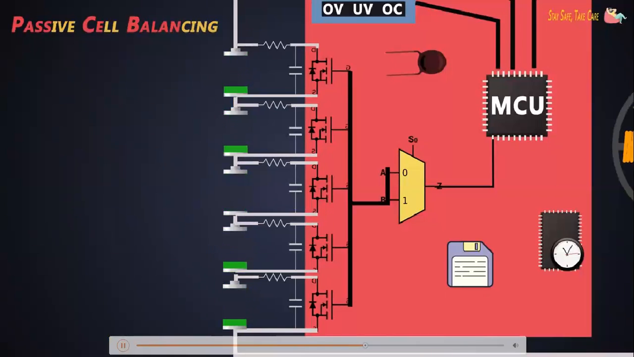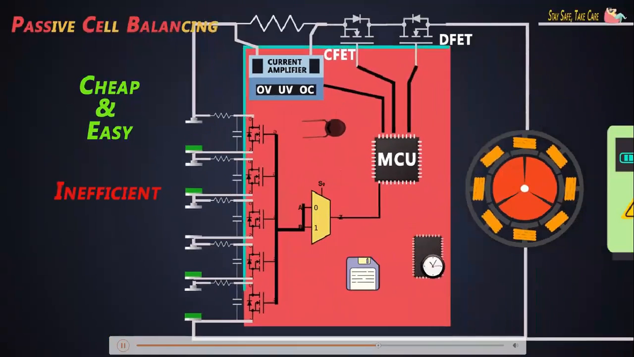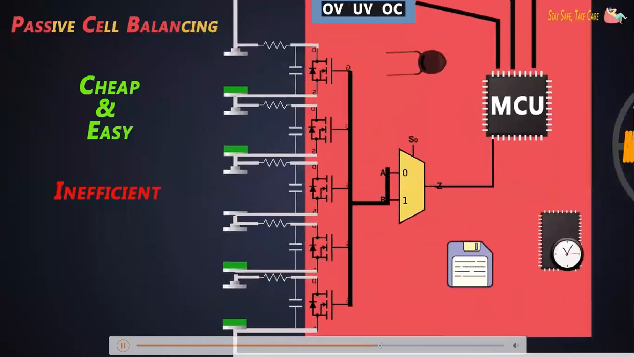But this method is not very efficient, because electrical energy is dissipated as heat and there are switching losses. Another drawback is that the entire discharge current flows through the MOSFET, which is mostly built into the controller IC, and hence the discharge current is limited to the IC's limit, which increases the discharging time.